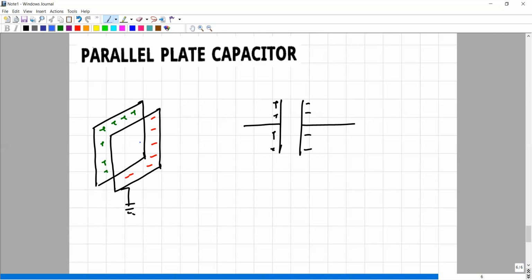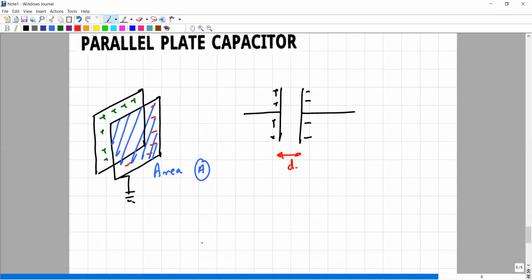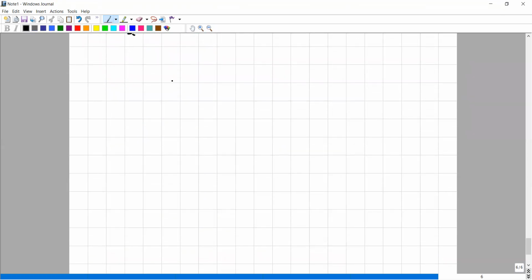This here is the area of this plate, taken as A, and this here is the distance between the plates. So this is how a parallel plate capacitor looks like. D is the distance between the plates and A is the area of the plate. Now, if you have two plates, one of them positive and the other one being negative.